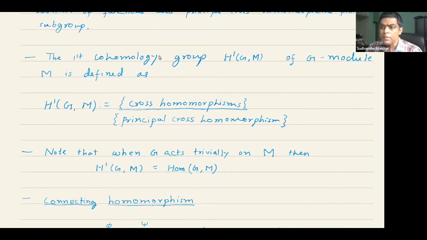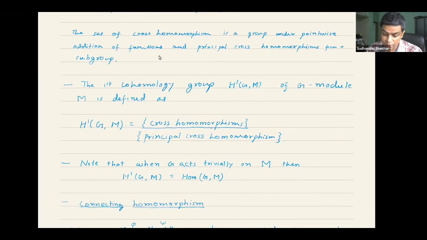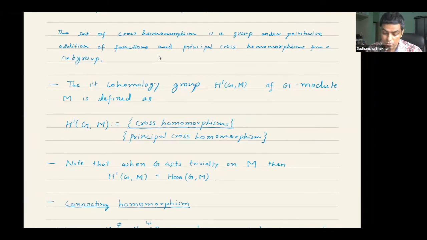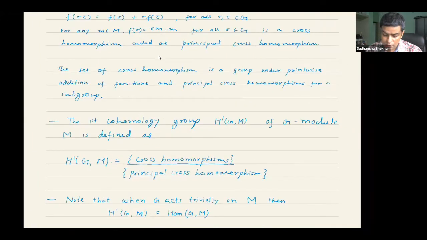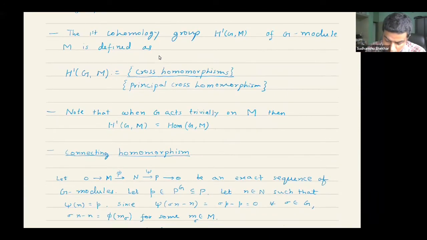Next, I would like to note down here that if G acts on M trivially, then H1 of G comma M is nothing but Hom of G comma M. This is just immediate from the definition of the cross homomorphism. This little point is going to be useful when we give a proof of the weak Mordell-Weil theorem, where it will act as a simplifying thing. So to simplify our proof, maybe we should note it down so that we can recall it later on.